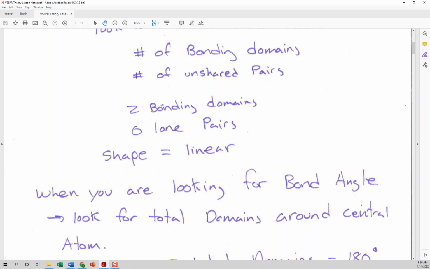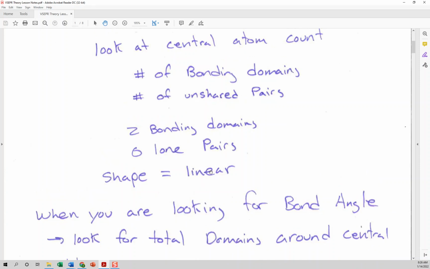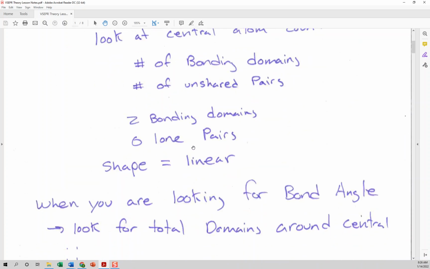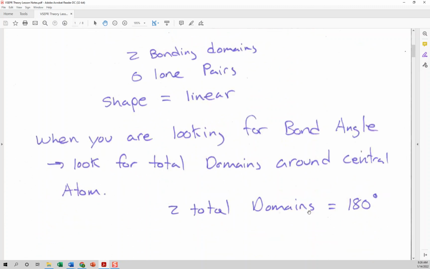I might have 4 domains, but how many of them are bonds and how many of them are lone pairs? I need to know that to determine the shape. But to determine bond angle, you just care about the total number of domains. So whenever you have just 2 domains around the central atom, the bond angle is going to be 180. And looking at the CO2 molecule, you can see that's 180 degrees. Whenever you have a linear shape, or 2 total domains around your central atom, the bond angle is going to be 180.